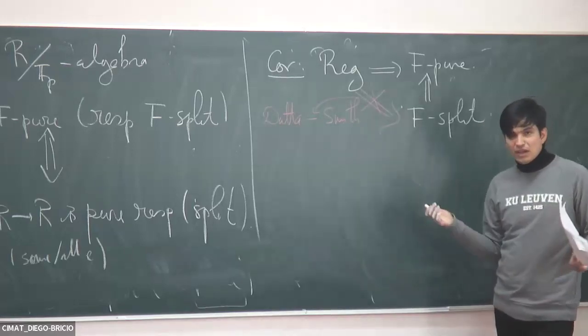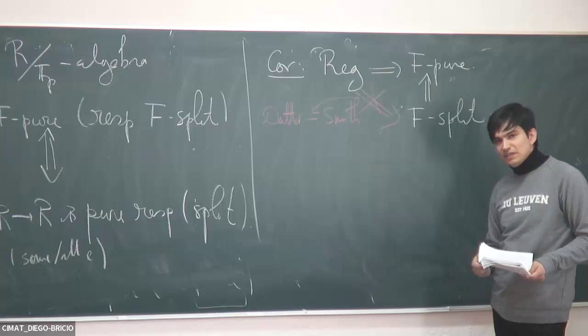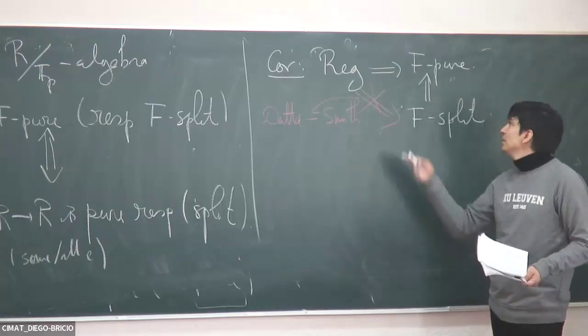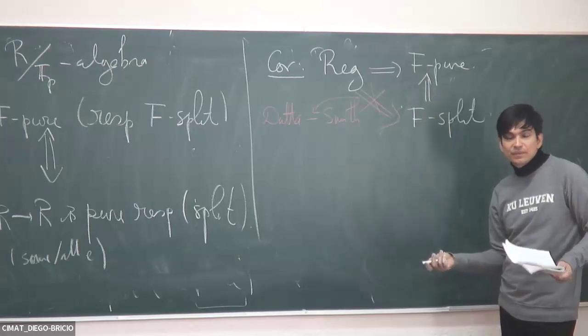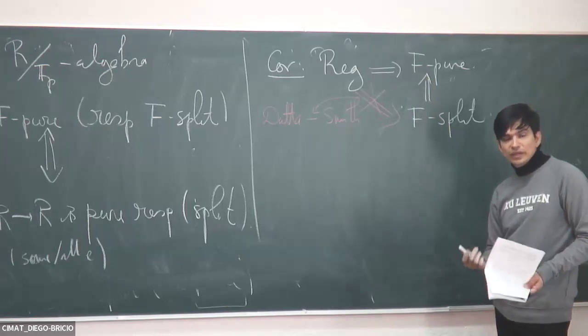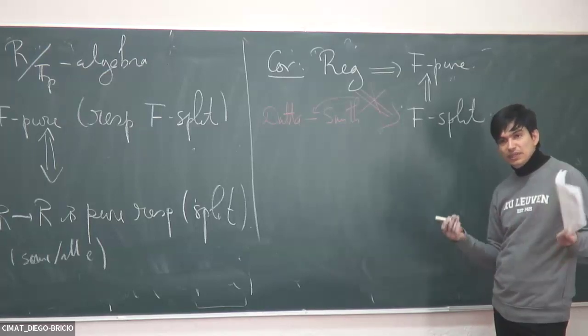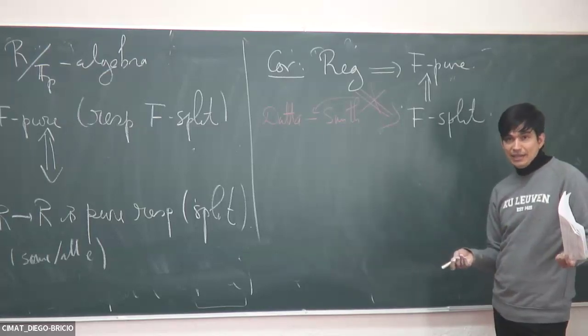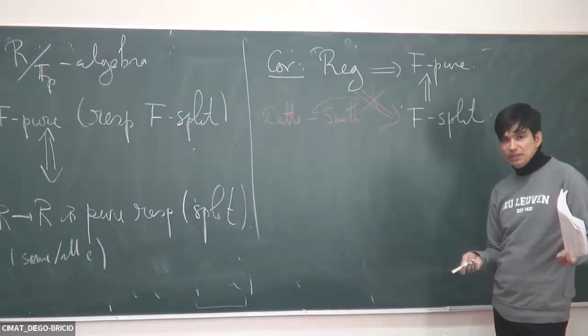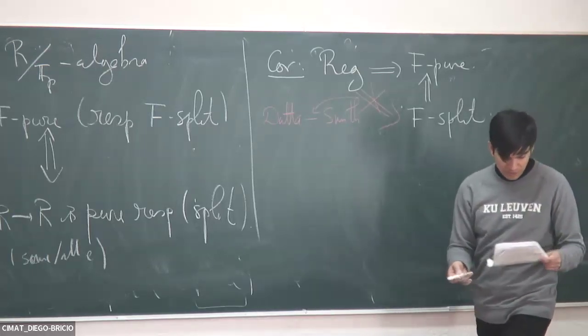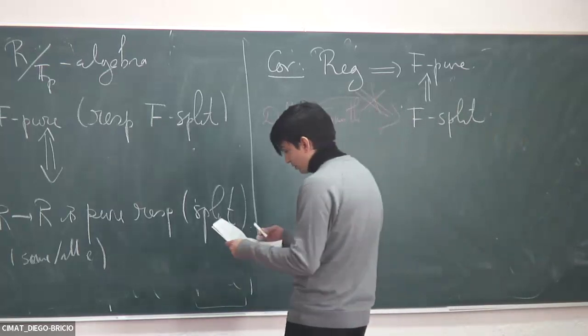If F-splitness, I don't think you can call it an honest F-singularity property, if regular doesn't imply it, but F-purity does. So that's why we are going to be calling things F-pure most of the time, because that's the nice notion. And it just happened to coincide with F-splitness in certain setups, which I'm going to remark right away.